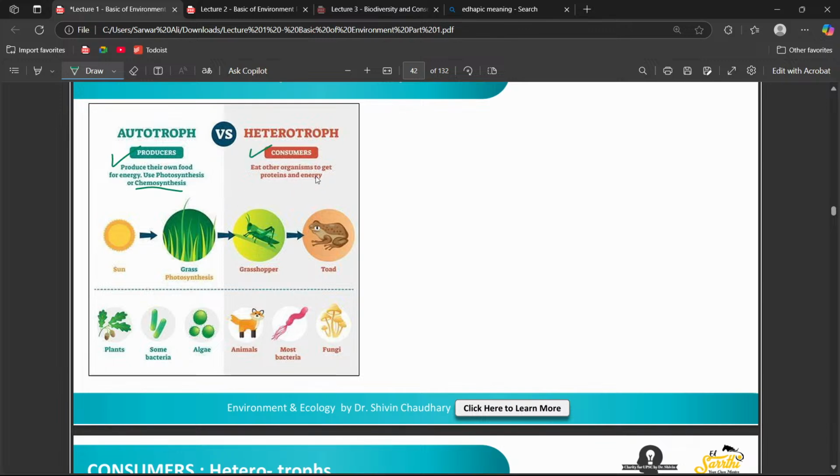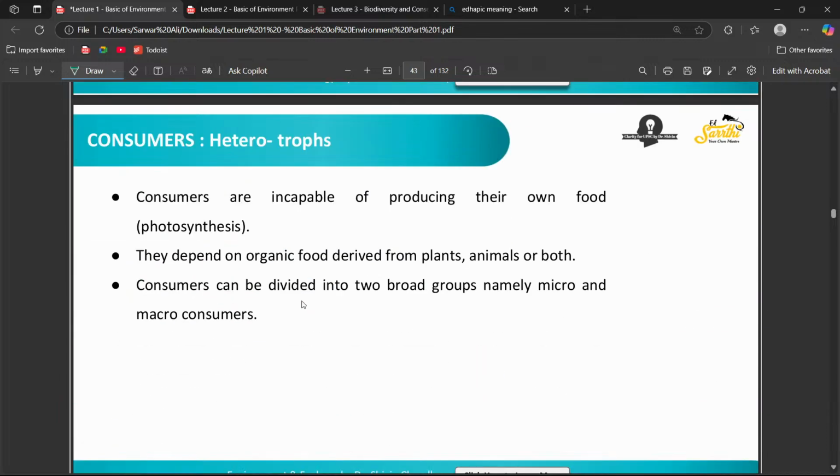Consumers eat other organisms to get protein and energy. The sun is giving energy to the grass, which does photosynthesis, forming carbohydrates. Grass is eaten by a grasshopper, so carbohydrates are absorbed by the grasshopper, and a toad eats the grasshopper, thereby gaining protein and energy in the form of carbohydrate. There are plants, some bacteria, algae, animals, most bacteria and fungi. Alright. Heterotrophs. Consumers are incapable of producing their own food. Consumers cannot make their own food by photosynthesis. They depend on organic food derived from plants, animals or both.